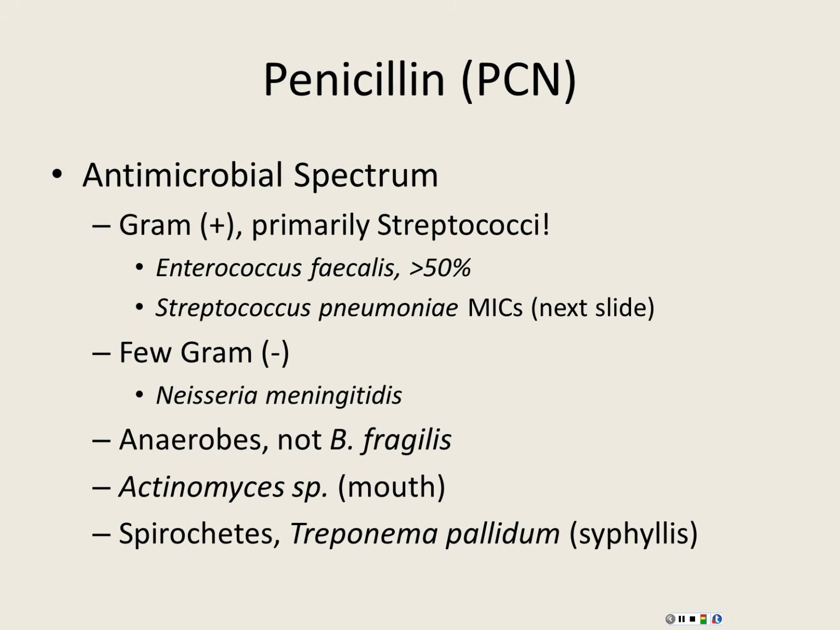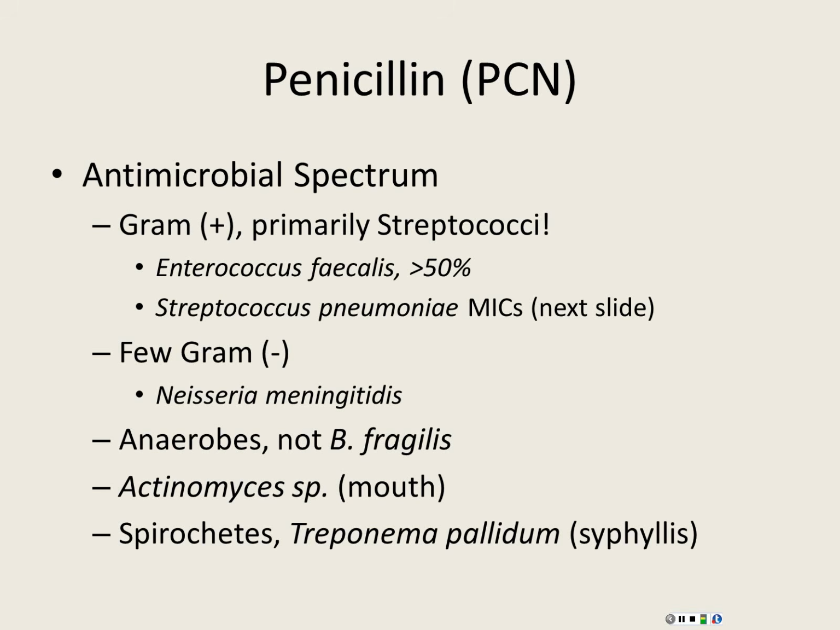It has very little coverage against gram-negative organisms, although one clinical pearl is for Neisseria meningitidis, which is a gram-negative diplococci. And penicillin alone does actually have some anaerobic coverage, although it certainly doesn't cover some of our very clinically important anaerobes like Bacteroides fragilis. It is considered drug of choice for actinomyces, which is a gram-positive rod that's normal flora in the mouth and can cause abscesses throughout the body. And it is our drug of choice for Treponema pallidum, which is a spirochete and can cause syphilis.